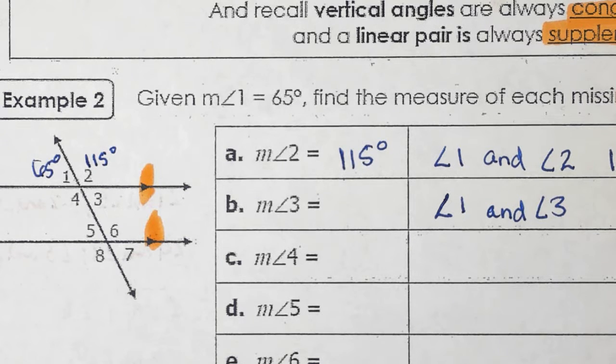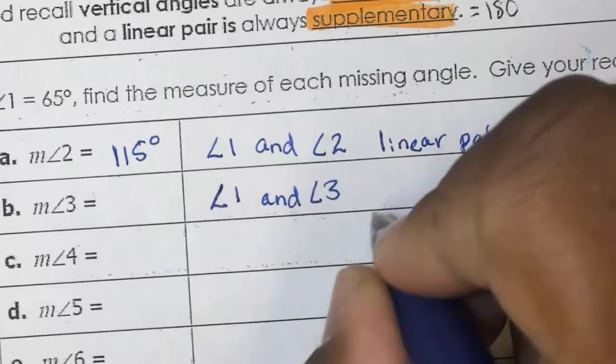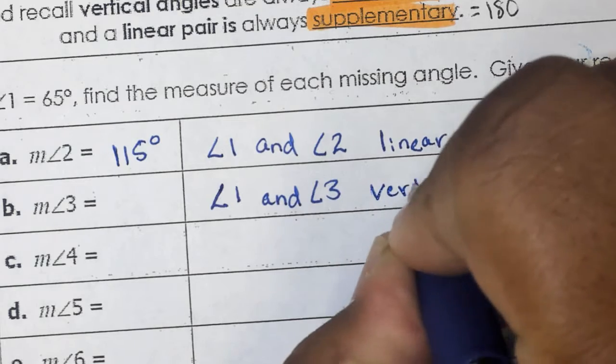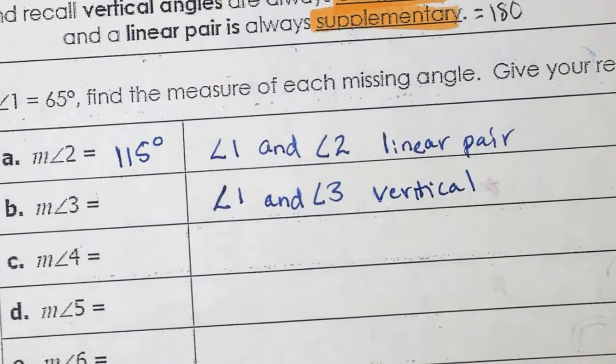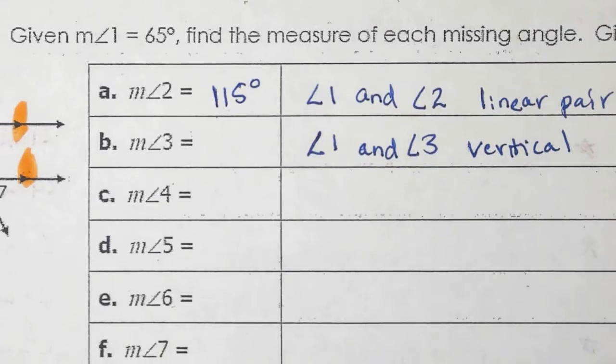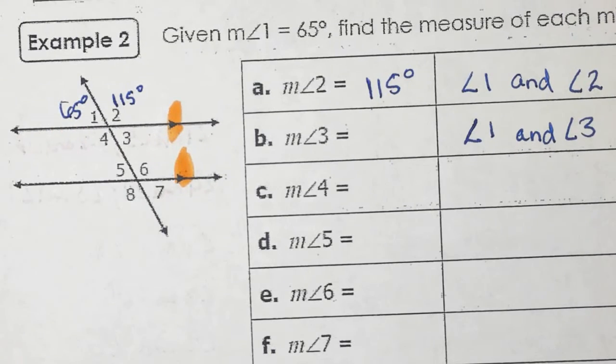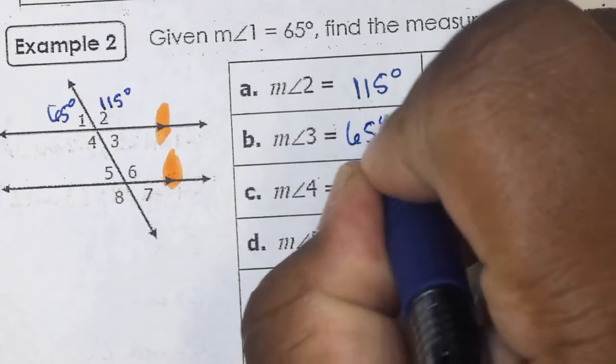We're going to come back. Vertical angles. Remind yourself what you know about vertical angles. They equal the same thing, or they're congruent, right? So obviously angle 3 is what? 65 degrees.